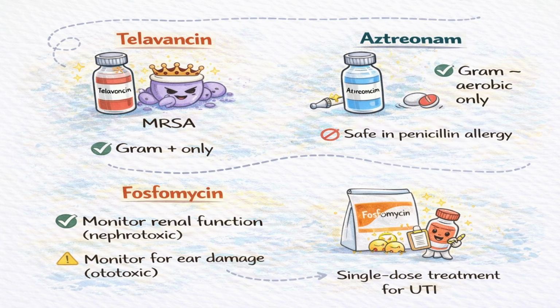Other cell wall inhibitors: telavancin is a vancomycin-related drug used for gram-positive infections, including MRSA, but carries a black box warning for increased mortality in renal impairment. Aztreonam covers gram-negative aerobes only, and it's safe in penicillin allergic patients. Fosfomycin is a single-dose oral medication used for uncomplicated UTIs.